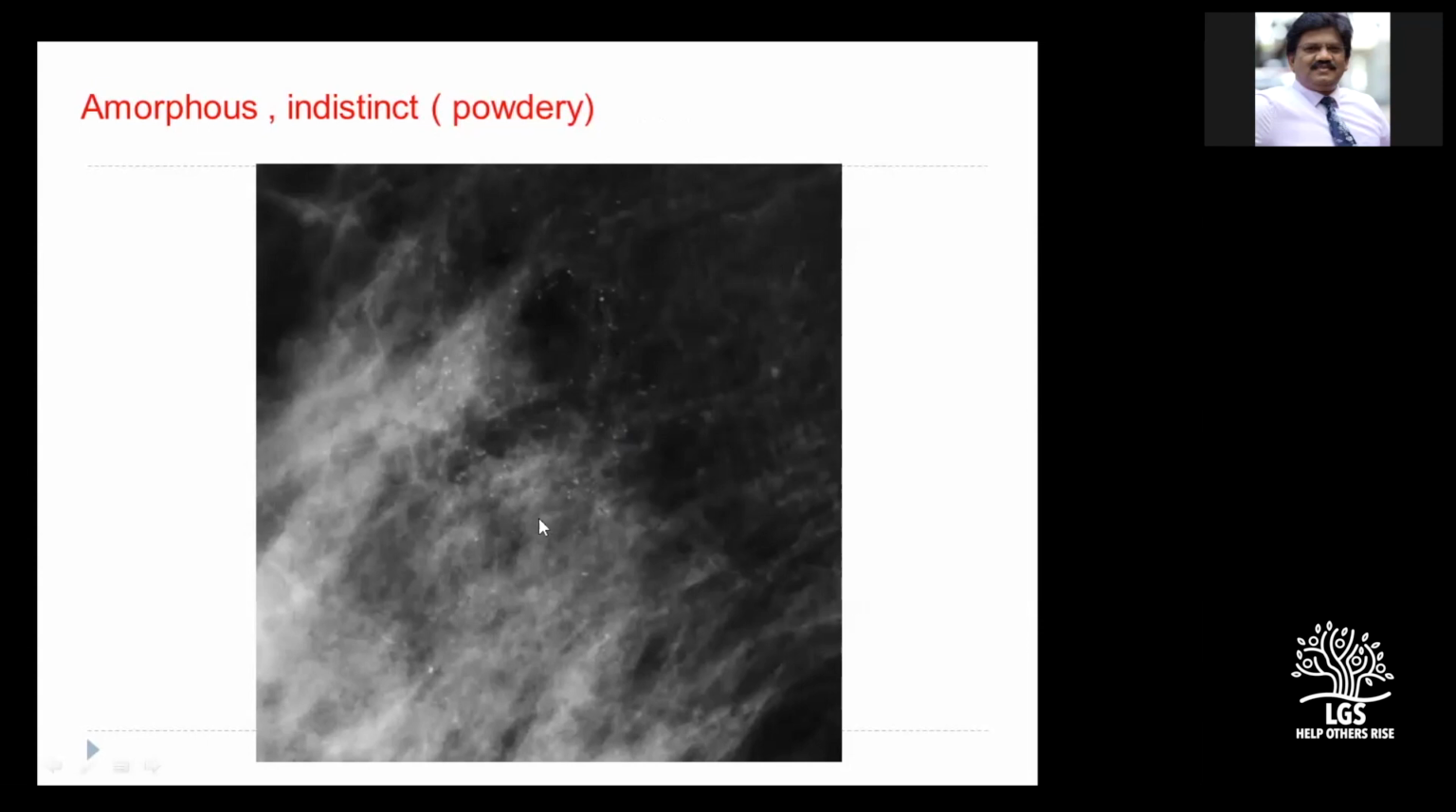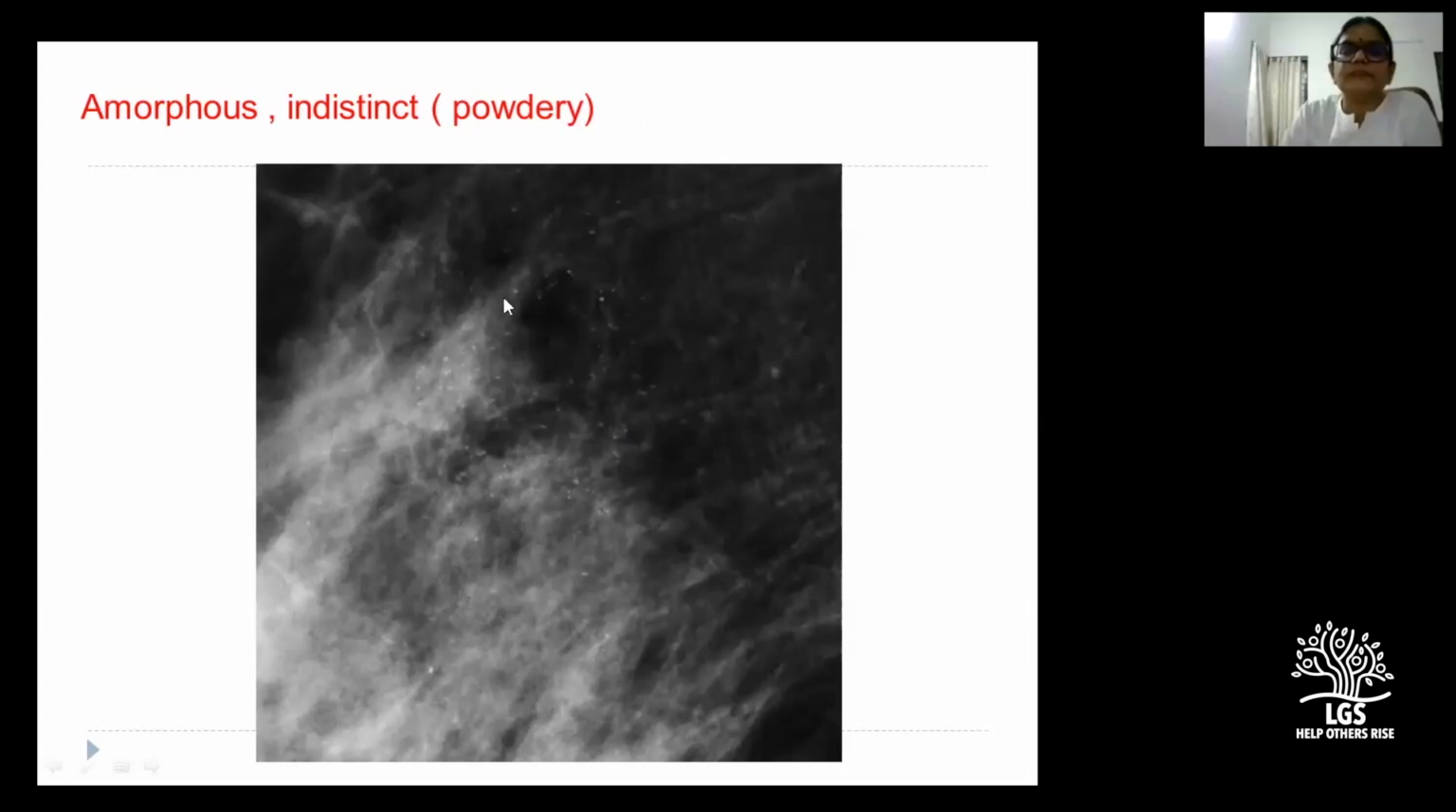Yeah, clearly visible, as if somebody sprinkled some powder here, and it is quite coarse, and it's not confined to one particular area. It could be quite widespread, and this is what we describe as amorphous, indistinct, or powdery type calcification. A good proportion of them are malignant, and these are often very low-grade calcifications. Actually, these are the types which may not change into invasive cancer at all.